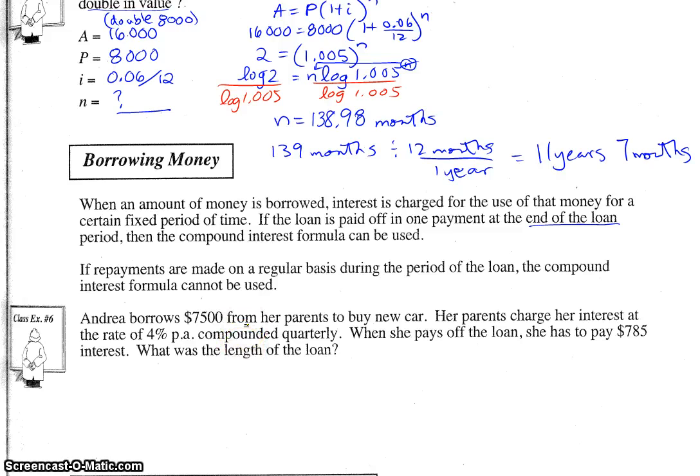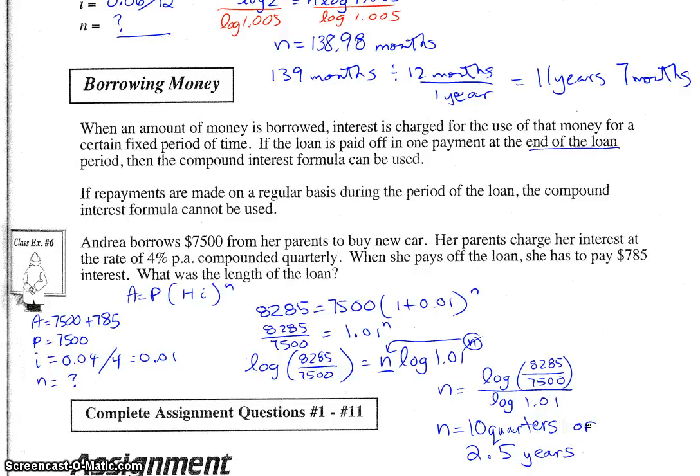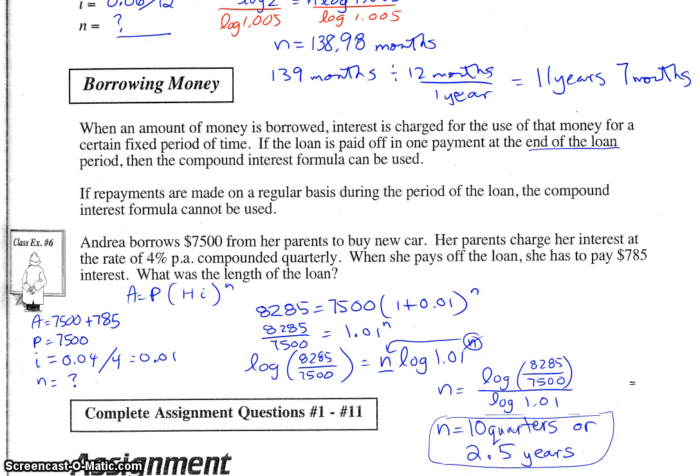Pause your video. Okay, as we're running out of time, pause your video if you need to check out my answer in more detail. But essentially we got 10 quarters, which turns into 2.5 years, it would take for the length of the loan.